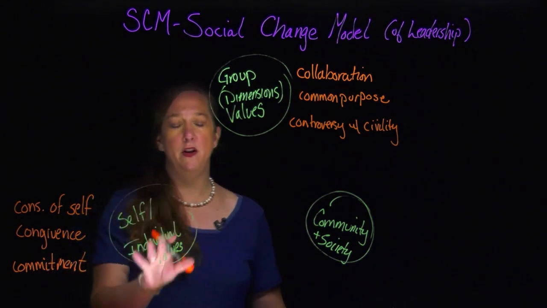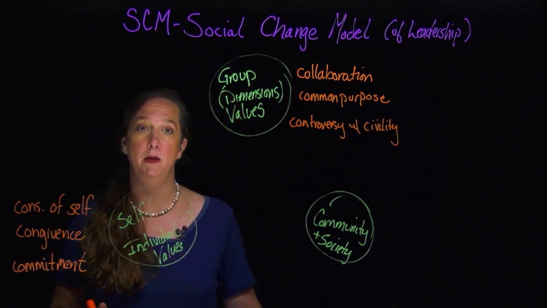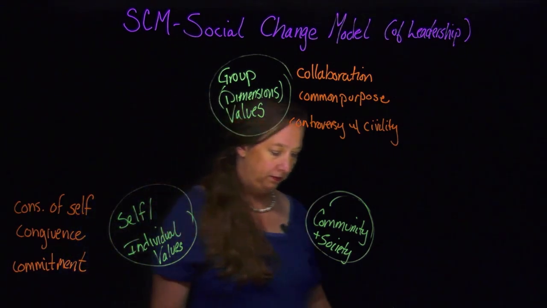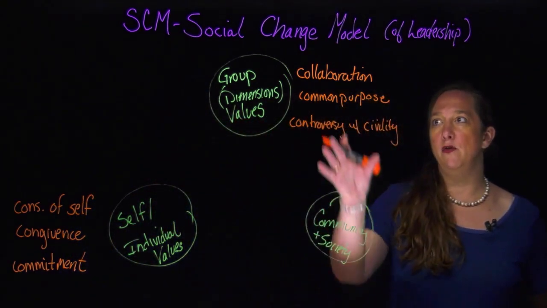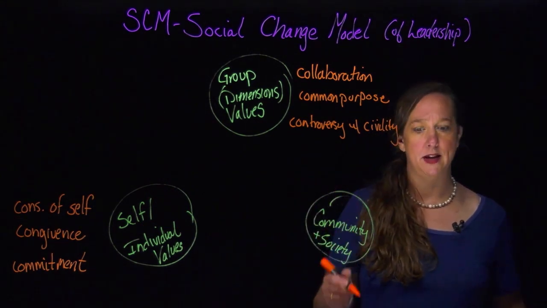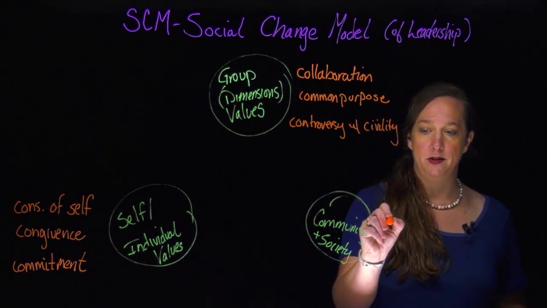Our final C over here in that self-individual section is commitment. The idea that this means something to you. You're invested in it and you're committed to making sure to see that it happens. Our final C over here, as you see we have 3 here, we have 3 there. Our final C is over here in this community society block, and we call this citizenship.